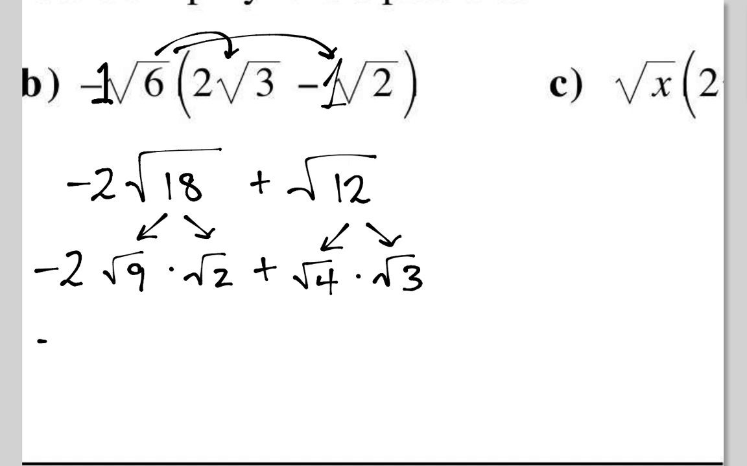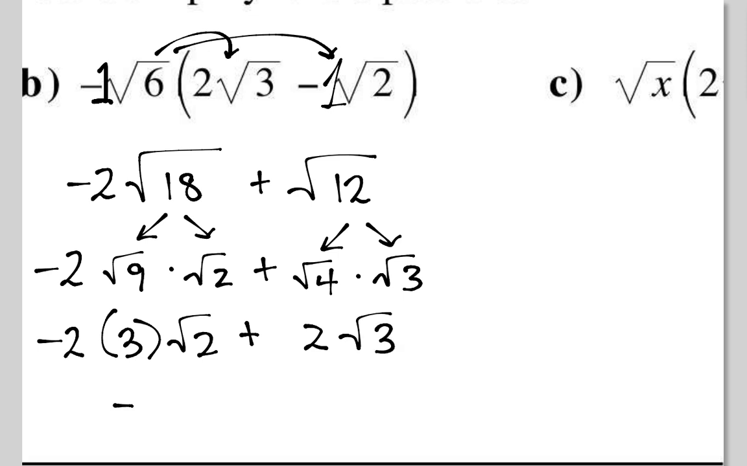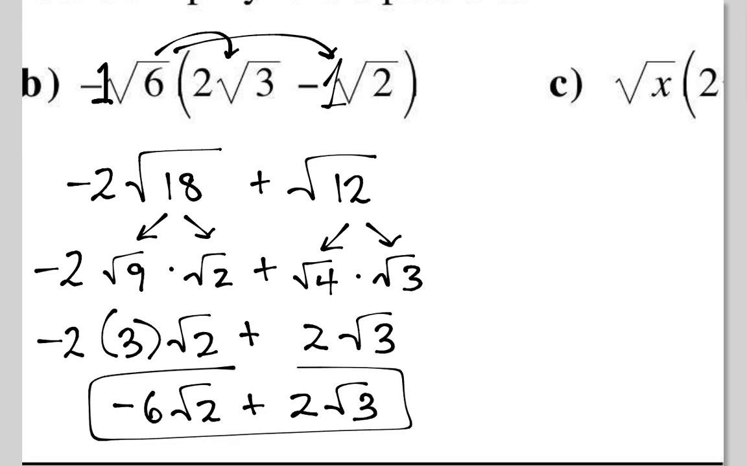So -2, that's a 3, √2, plus that's a 2, and that's a √3. So altogether you get -6 √2 plus 2 √3. Final answer. Why is it the final answer? Because you cannot add terms that are unlike. √2s do not go with √3s. They actually don't like to mix. They don't like to mingle. 2s don't really like 3s.